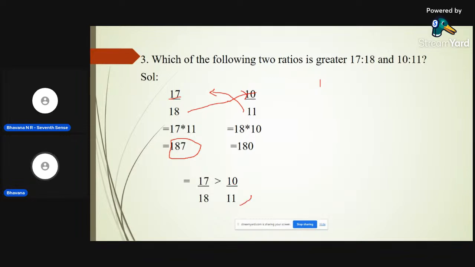We did nothing else here, just cross multiplying the two ratio values, and we got the answer.